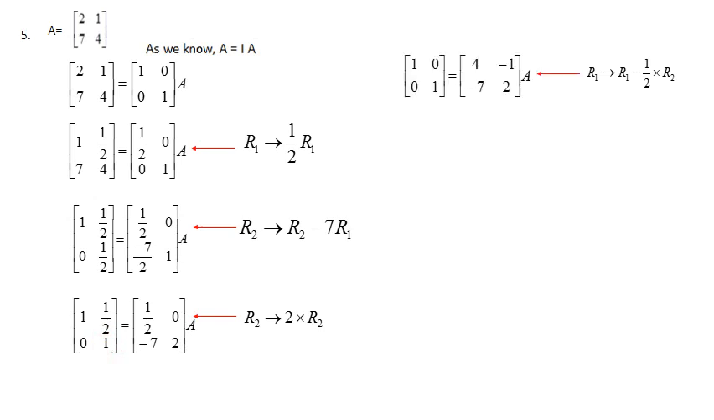After doing the transformation, what will we get? Left side becomes 1, 0, 0, 1. No change. Sorry, this 1 by 2 changed to 0. Next, first row R1, that is 1 by 2 minus 1 by 2 into minus 7. So after doing the calculation, it becomes 4.